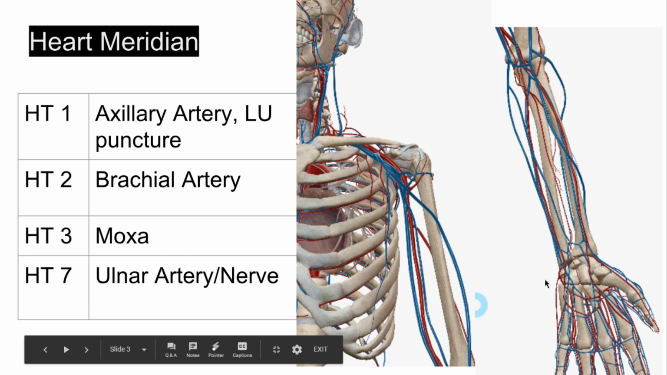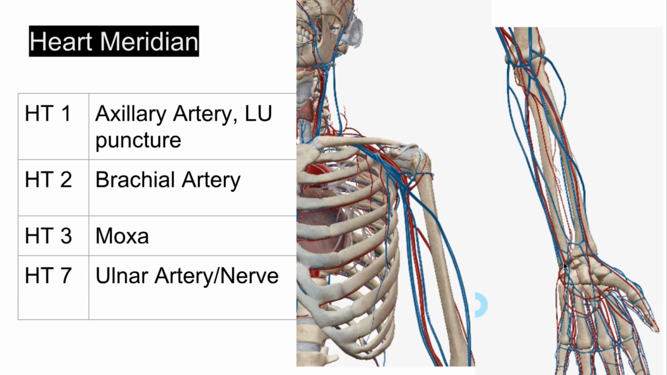And then lastly, we have heart 7. Heart 7 is the shu-stream, right? It's also the yuan source, and it's the earth point. It is at the wrist joint, on the radial side of the flexor carpi ulnaris tendon, which is innervated by the ulnar nerve, in the depression just proximal to the pisiform bone.